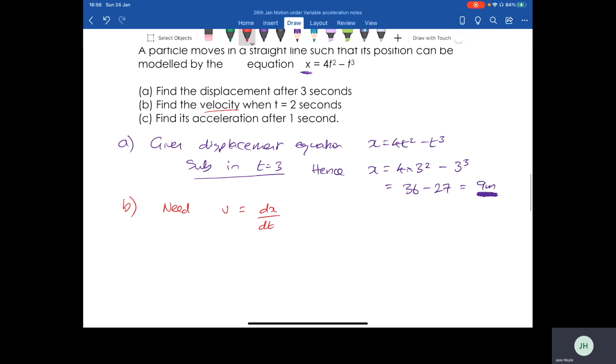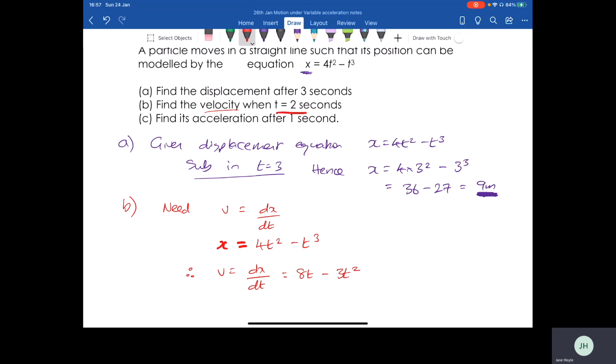So our equation is x equals 4t squared minus t cubed. I need to differentiate, so dx/dt. Differentiate t squared, it's 2t, so that will be 8t, and then differentiate t cubed, it's 3t squared. So now I've got my formula for velocity.